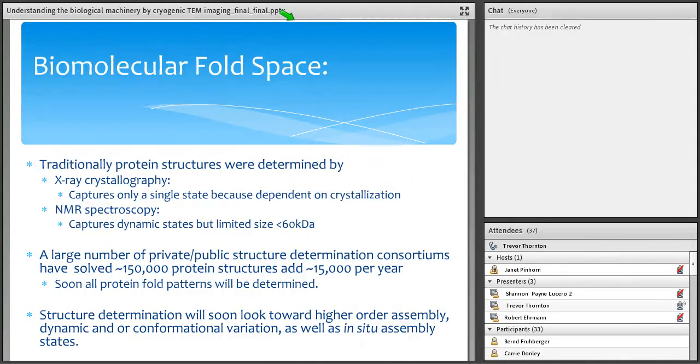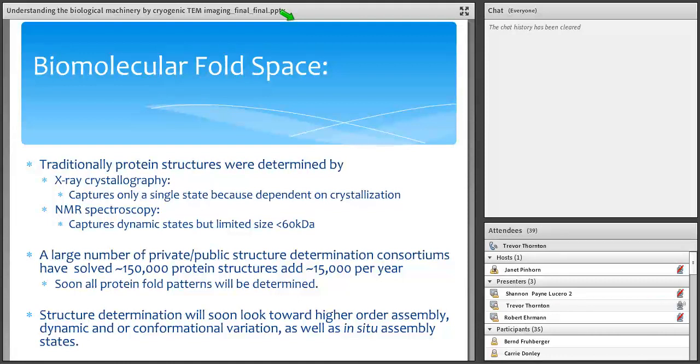So we think about biomolecular fold space. We have to understand that there are only so many conformations these biomolecules can undertake and still be functional in the biological world. Traditionally, we studied these structures by either X-ray crystallography or NMR spectroscopy. X-ray crystallography captures a single state because it depends on the crystallization process to get the structural information. Crystallization is really a final purification method that selects a single state of the molecule from solution to form the crystal. If it didn't do that, it wouldn't form a well-formed crystal that would diffract well.